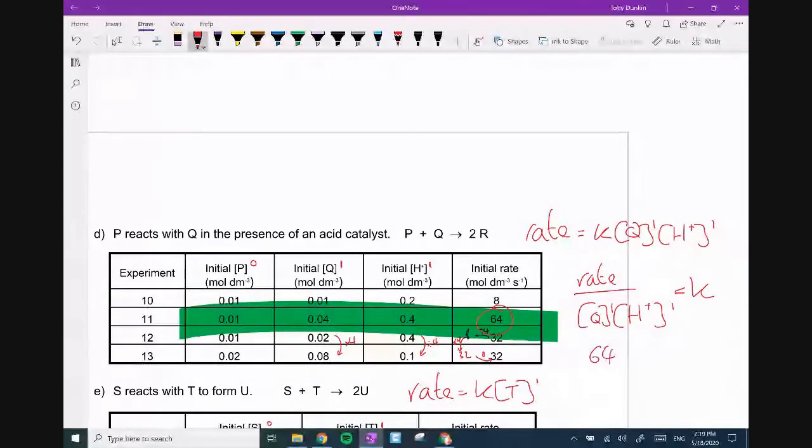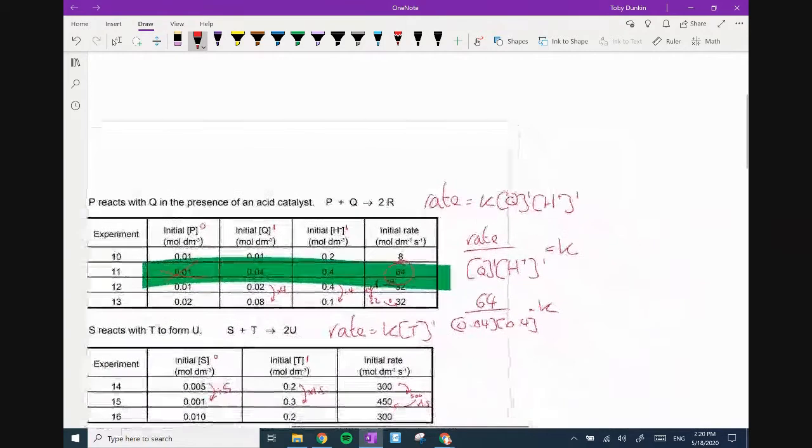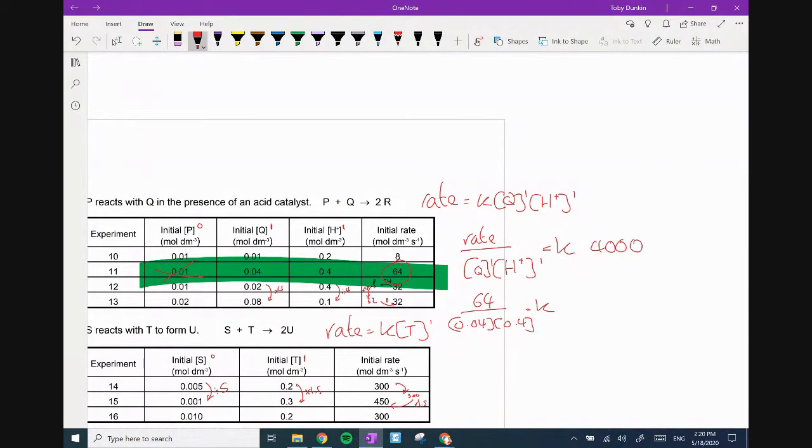So that's 64 divided by Q to the power of 1 at 0.04 multiplied by H plus, which is 0.4, gives me K. So 64 divided by brackets 0.04 multiplied by 0.4. So I get a rate constant of 4,000.